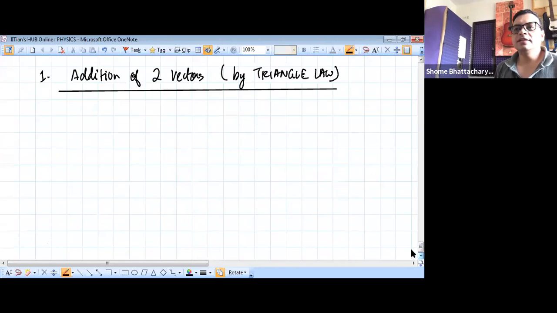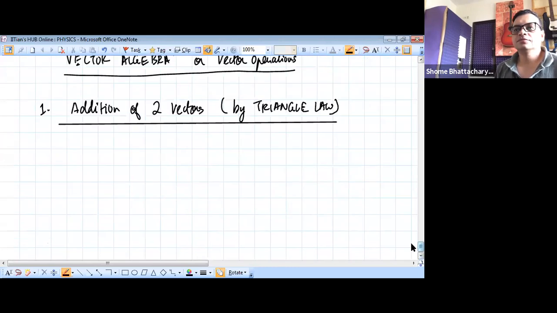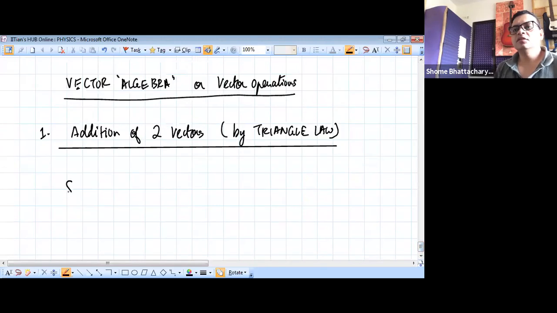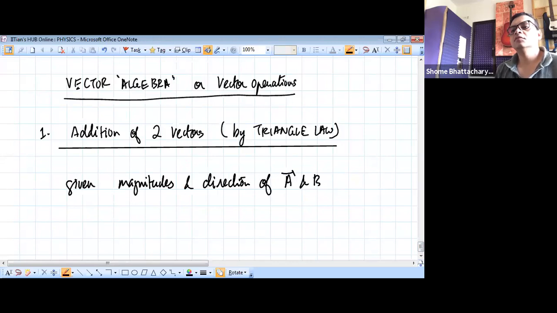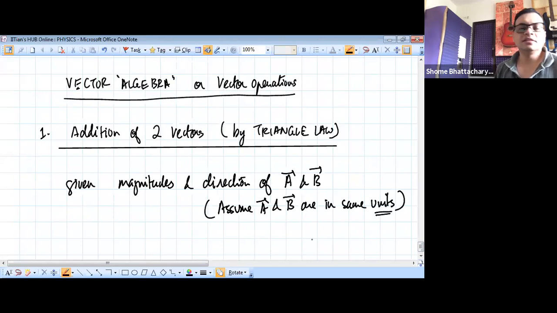Okay, now coming back to addition of two vectors. So given the magnitudes and directions of vectors A and B. Okay. Now assume A and B are in same units. So what I mean by same units, that means they are the same physical quantity expressed in the same unit.